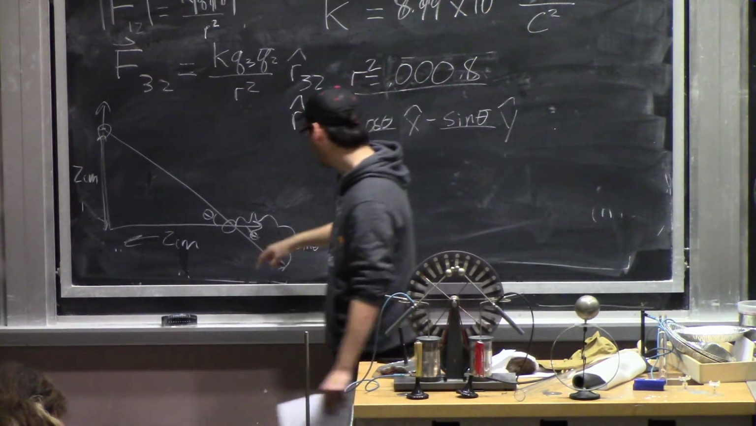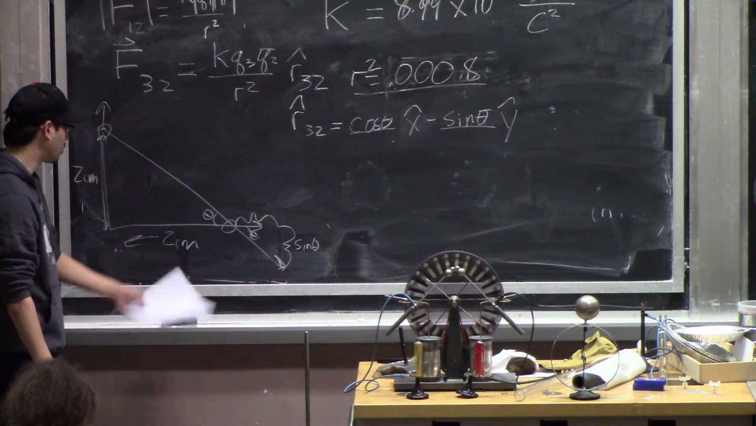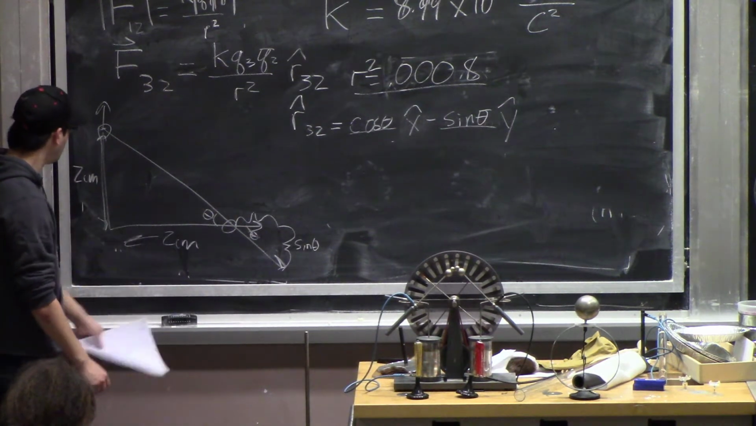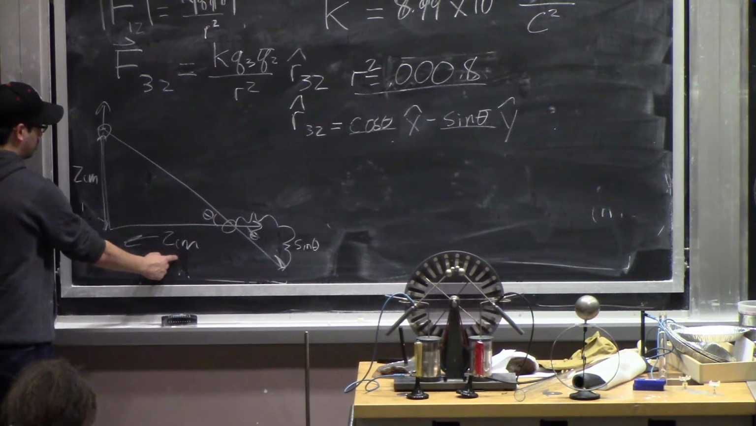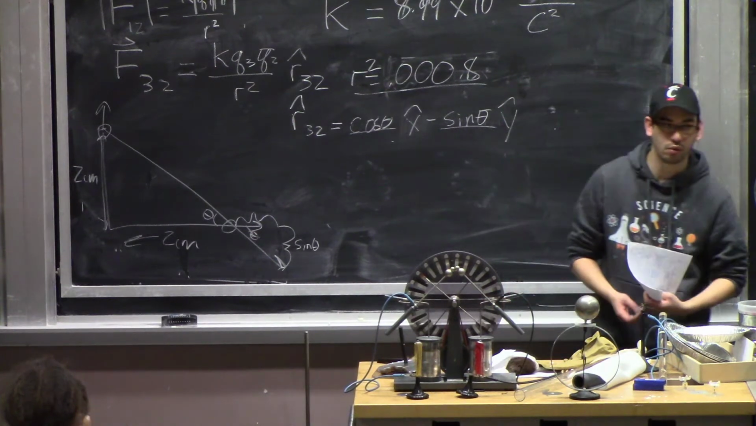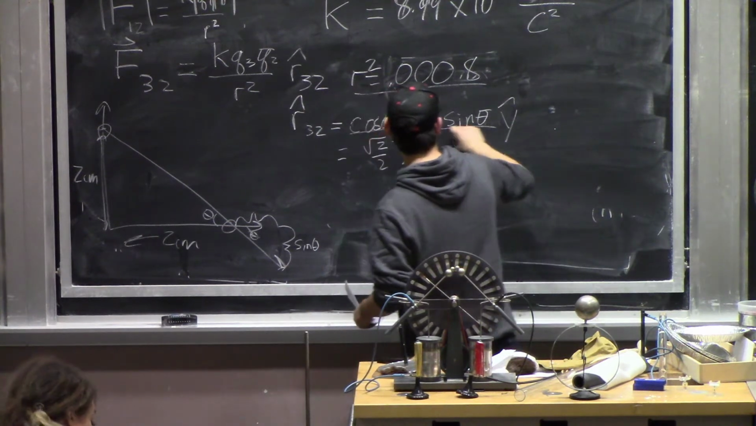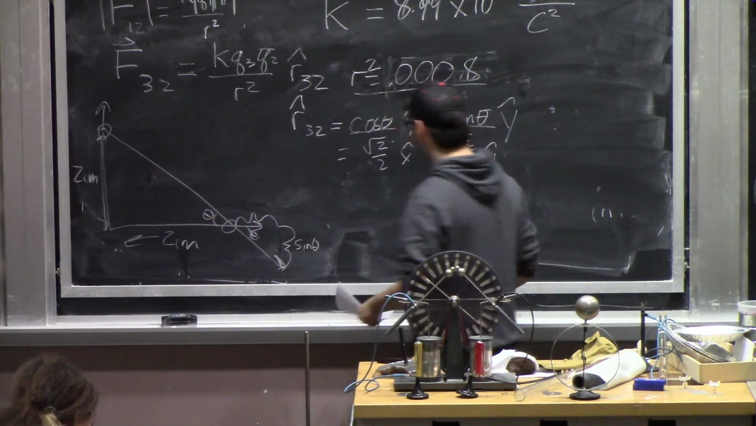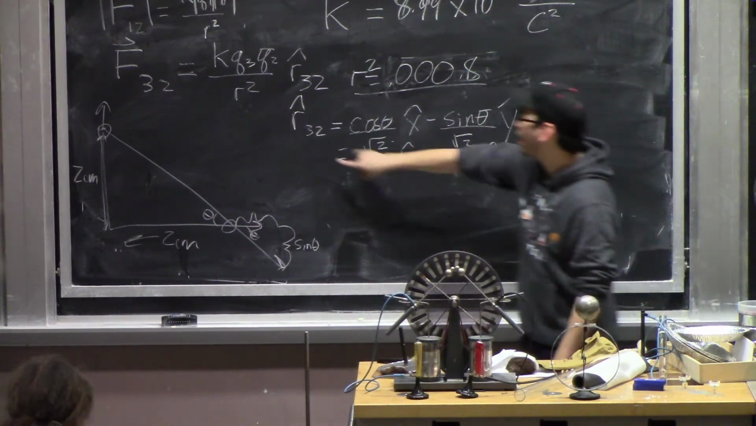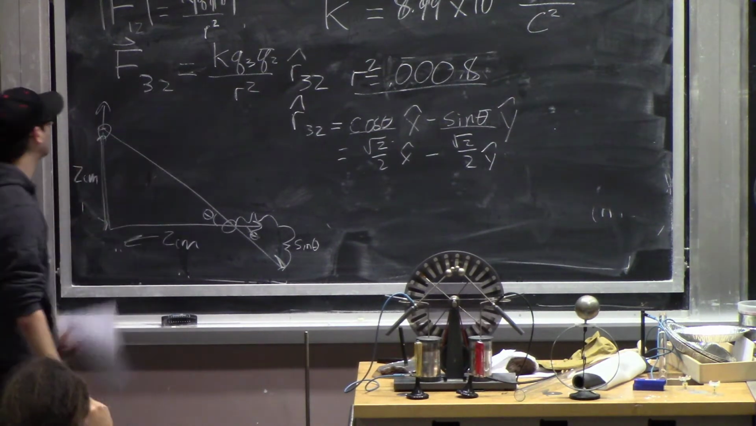So the other thing that I need to do is I don't know what theta is, so I need to write this sine and cosine in terms of theta, or in terms of the sides that I have here. And I know actually that since this is 2 centimeters and this is 2 centimeters, what should this angle be? It's 45 degrees. What's cosine of 45? Anyone know offhand? 1 over root 2 or root 2 over 2, right? So this is root 2 over 2, x hat minus root 2 over 2, y hat, okay? All right, now I have my r hat 32, I have my r, I just need to put everything else together in order to finish this calculation.